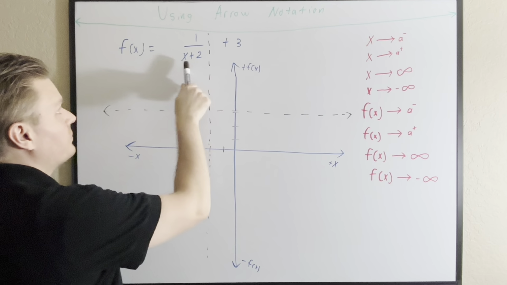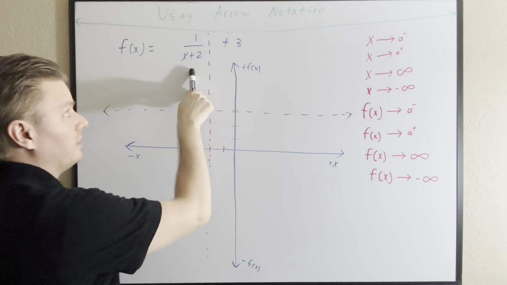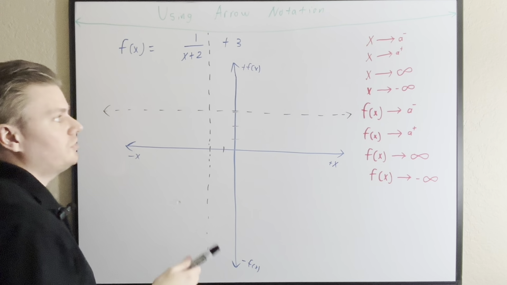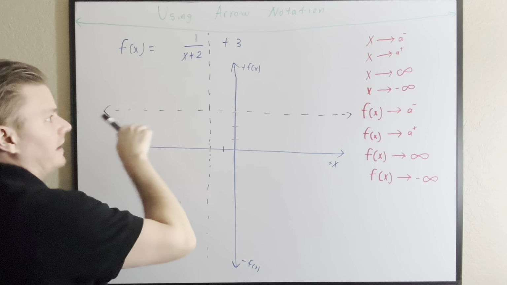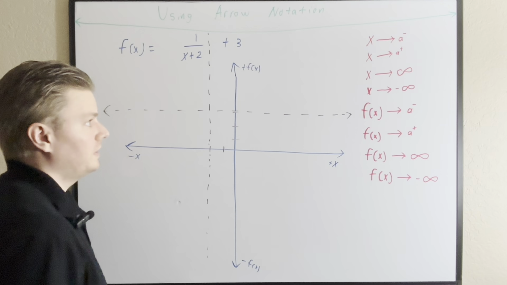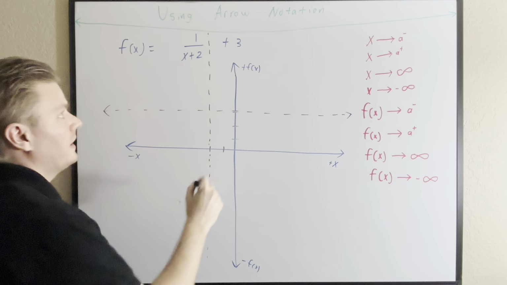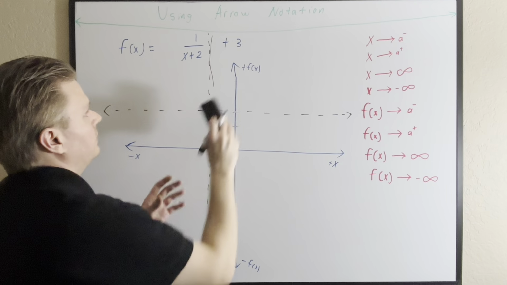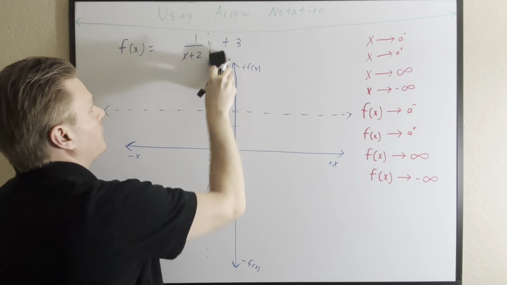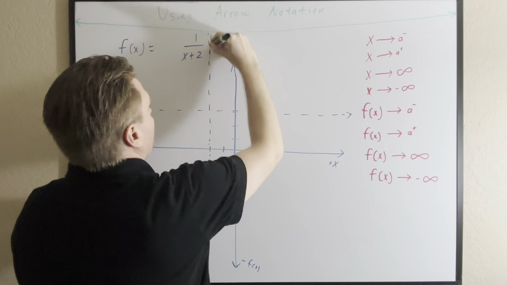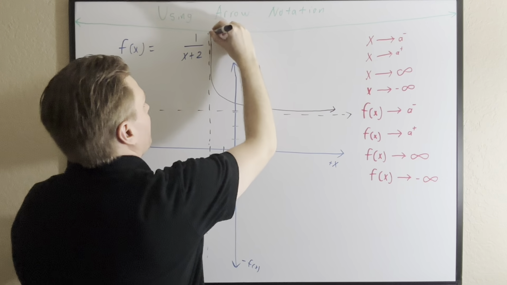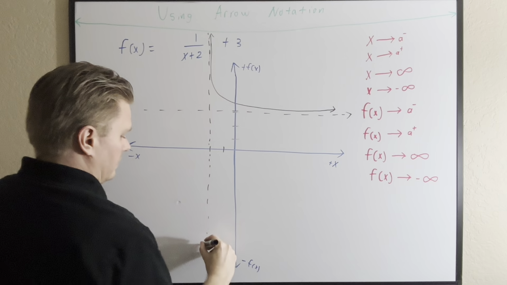This is a different function. It's f of x equals 1 over x plus 2 plus 3. Now, I will show you how we find these asymptotes in a later video. But for now, just know that this graph, oh, that was a terrible drawing. This graph looks something like this.